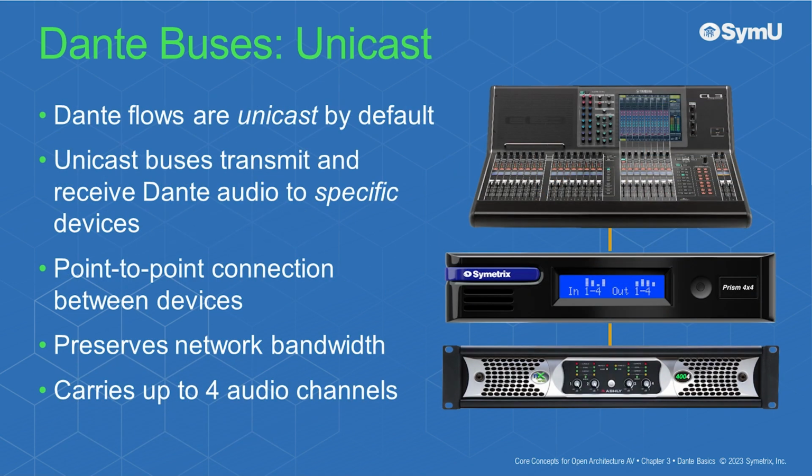By default, Dante buses are unicast. Unicast buses transmit and receive Dante audio to specific devices. This is a point-to-point type of connection between the devices and can help preserve network bandwidth. Unicast flows carry up to 4 channels of audio.